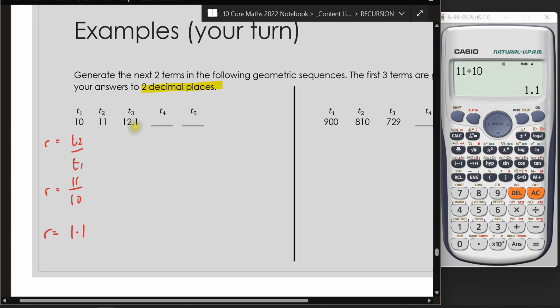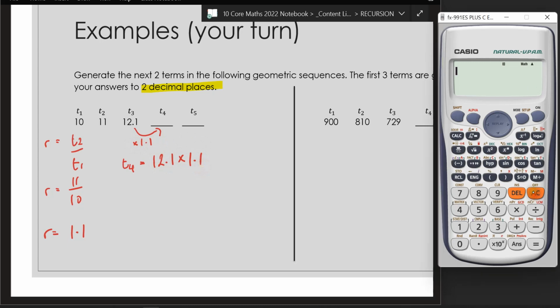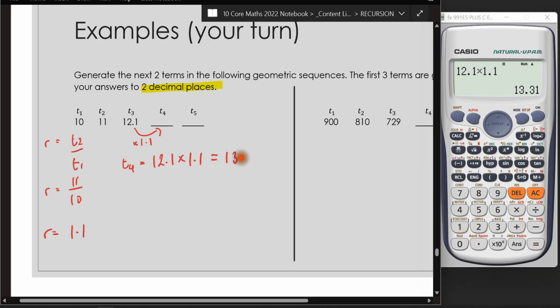Okay, so that means to go from T3 to T4, I'm multiplying by 1.1. So that means T4 should be whatever T3 is, which is 12.1, multiplied by 1.1. Okay, so let's try that on a calculator. 12.1 times 1.1, which is 13.31. Okay, and then that means T5, so if this is 13.31, and I'm multiplying again by 1.1, that means T5 should be 13.31 times 1.1.